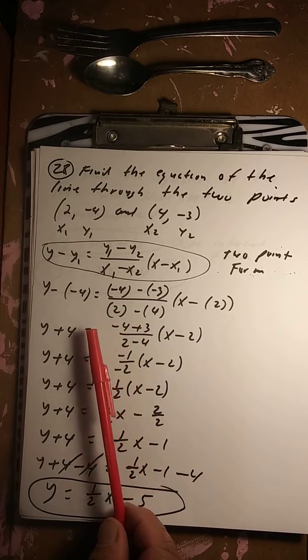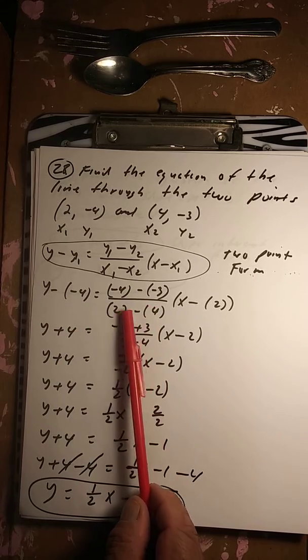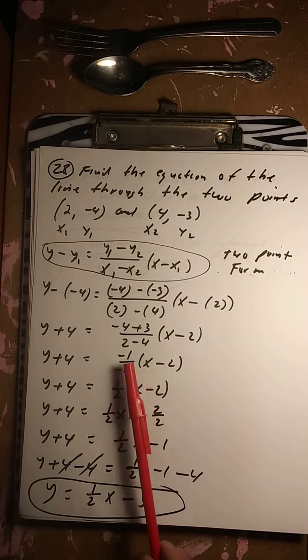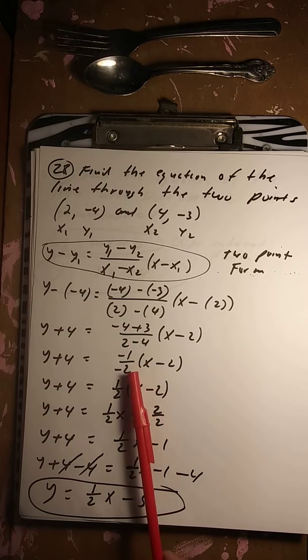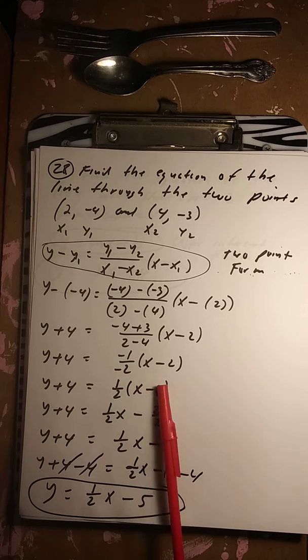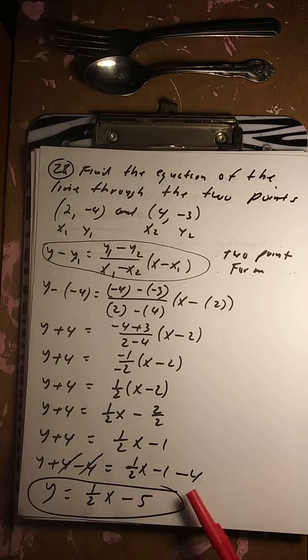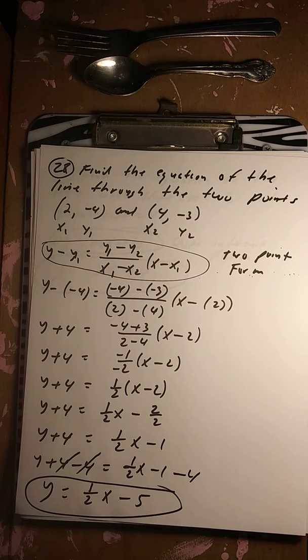So now start working out the arithmetic. Negative, negative is positive. This negative, negative is positive, and then 2 minus 4 on the bottom. So this is going to be negative 1 over negative 2, which is positive 1/2. 1/2 times this is 1/2 x, and 1/2 times that is negative 2 over 2, which is negative 1. Now subtract 4, so y equals 1/2 x minus 5. These two right here give negative 5.